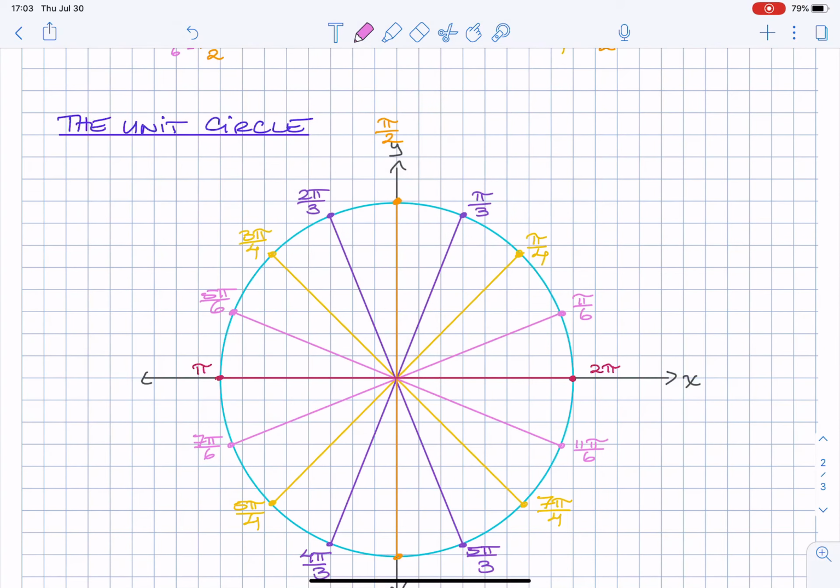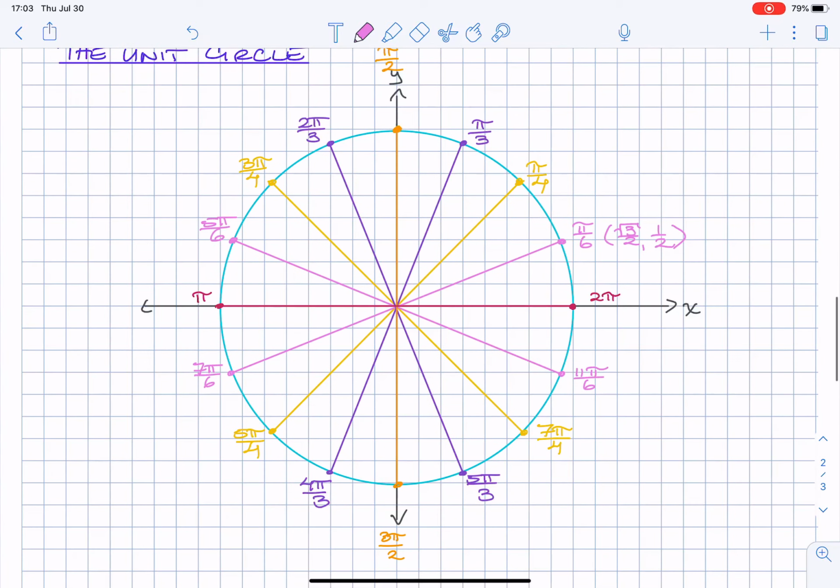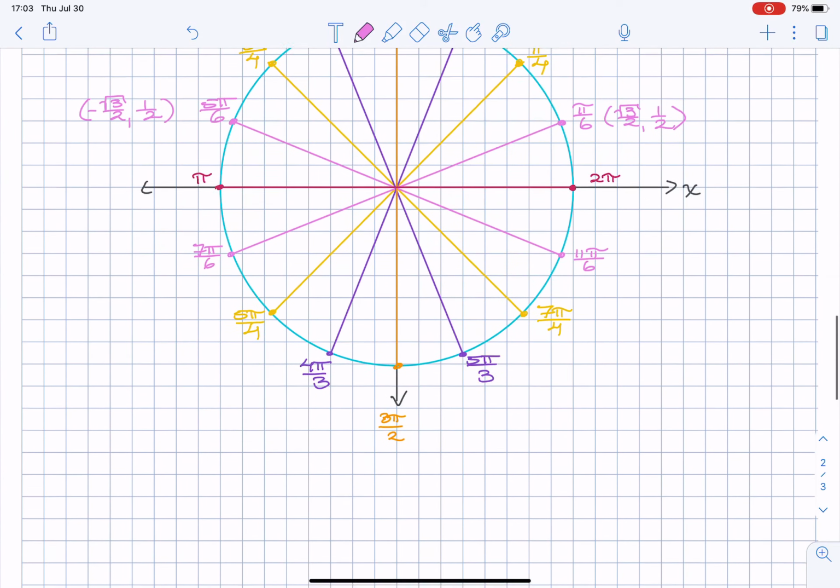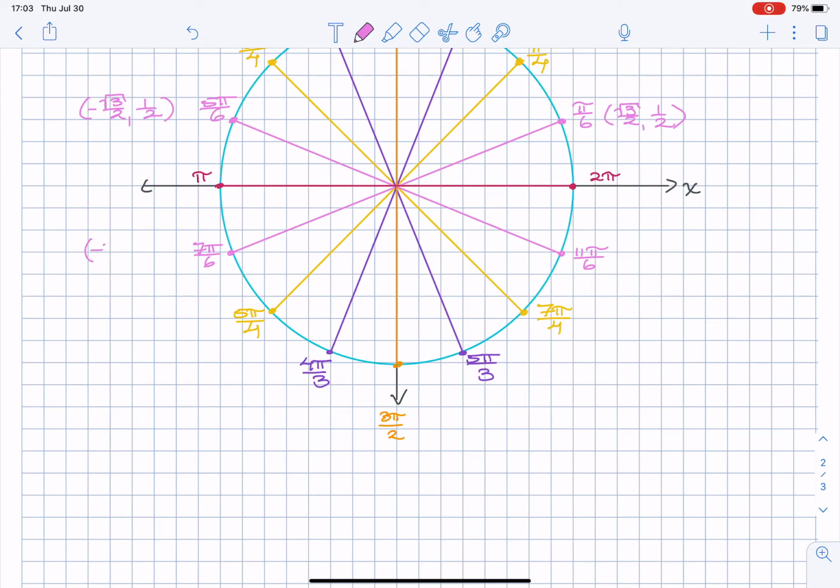So what I'm going to do, remember for a 30, 60, 90 right triangle, this has x coordinate long, y-coordinate short. Over here we have negative x-coordinate long, positive y-coordinate short. Over here we have negative x-coordinate long and negative y-coordinate short. Then over here we have positive x-coordinate long and negative y-coordinate short.